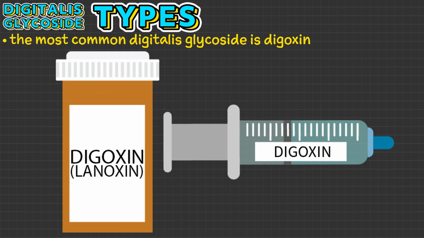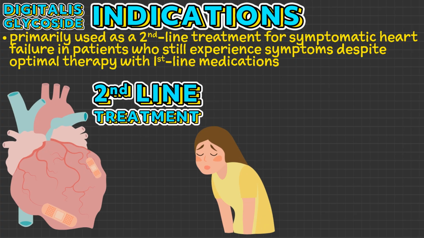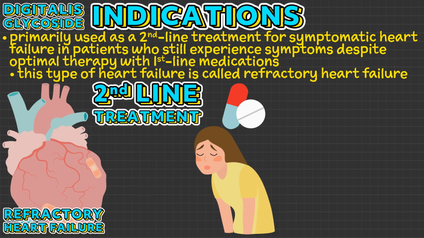The most common digitalis glycoside is digoxin. Digitalis glycosides are primarily used as a second-line treatment for symptomatic heart failure in patients who still experience symptoms despite optimal therapy with first-line medications. This type of heart failure is called refractory heart failure.